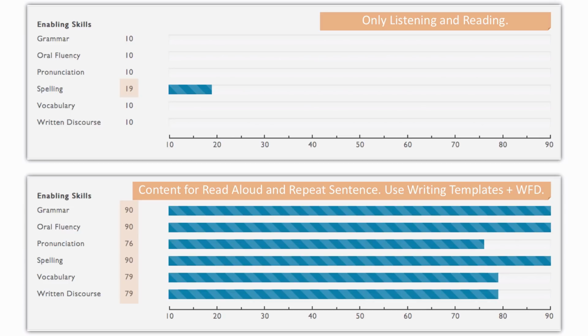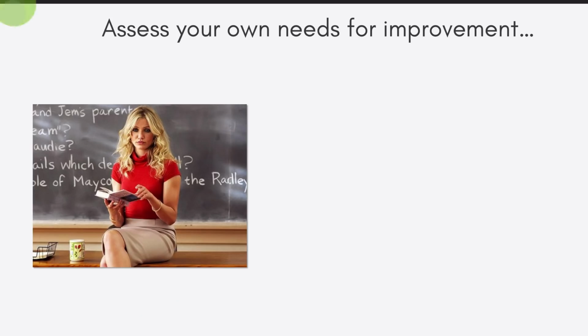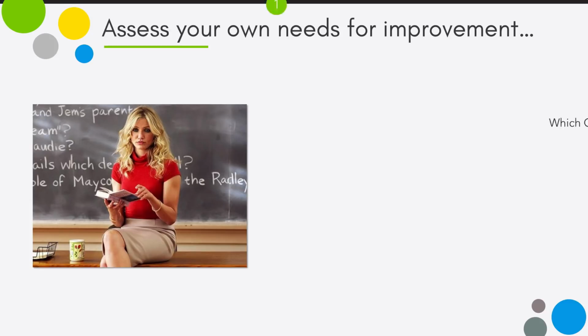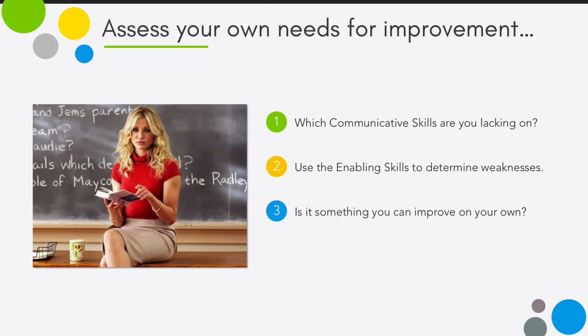Did this make any sense to you? Well, I hope so. Otherwise, this is probably the face you're making right now. How do you assess your needs? How do you know what to improve? Hopefully, after this video, you can take a look at your communicative skills and determine your weaknesses through the enabling skills. Remember, the communicative skill that you're lacking in might not be the module that you need to improve.